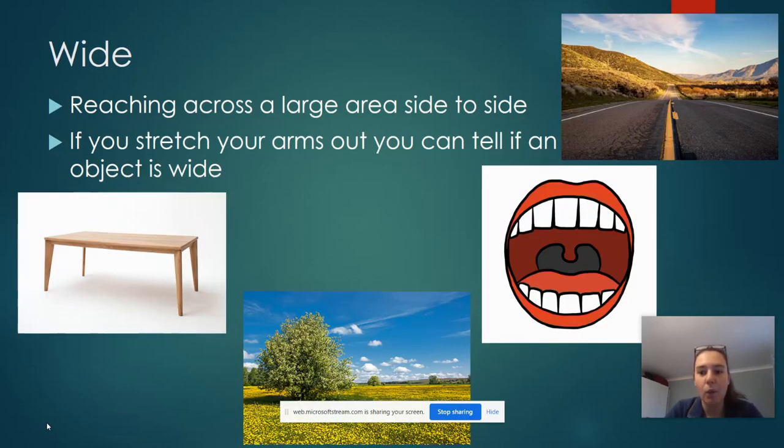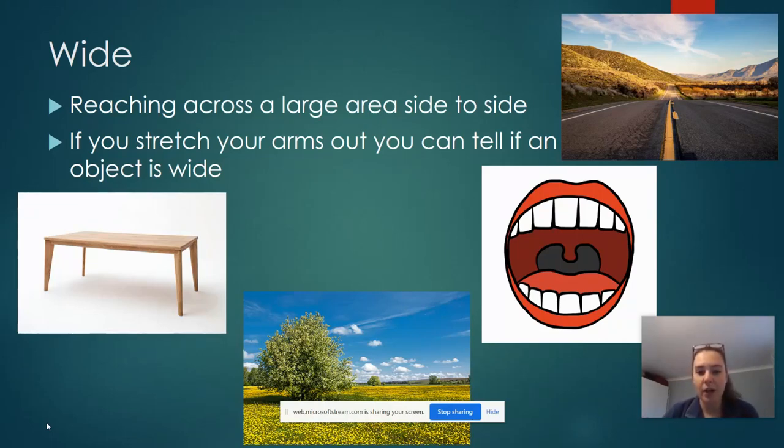The next one we have is wide, and this is reaching across a large area from side to side. So if you stretch your arms out, you could tell if something is wide if it is longer than your arms. Now, my son's got quite long arms, so things are going to have to be extra wide just for him. But a table could be really wide.